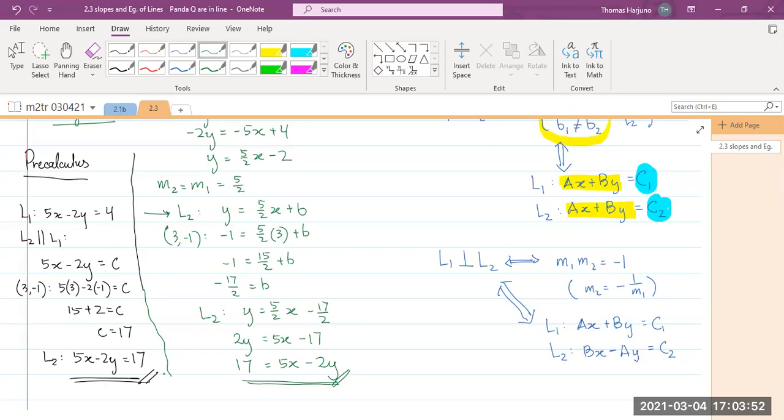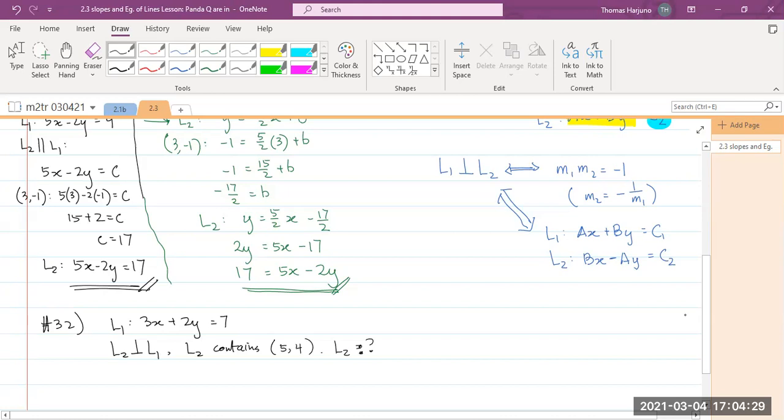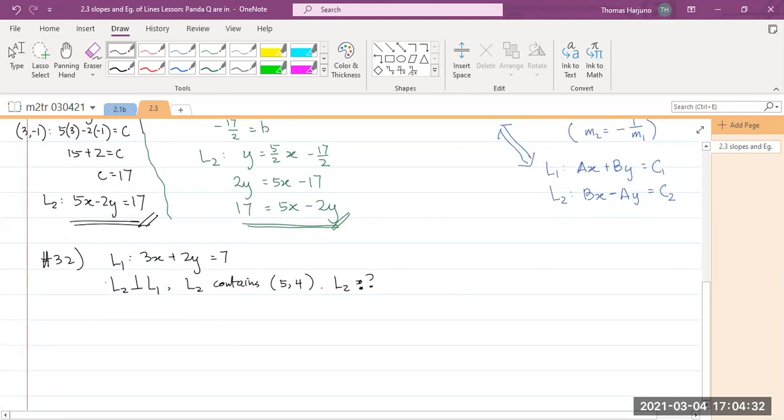Okay. Now, how about number 32? Number 32, line 1 is given by 3x plus 2y equals 7. Line 2 is perpendicular to line 1. Line 2 contains 5, 4. Find the equation of line 2. Solution.